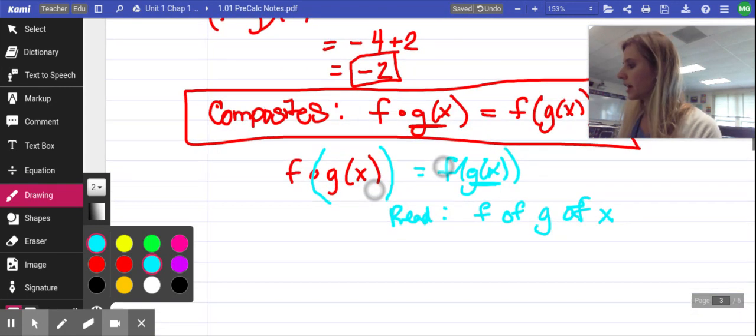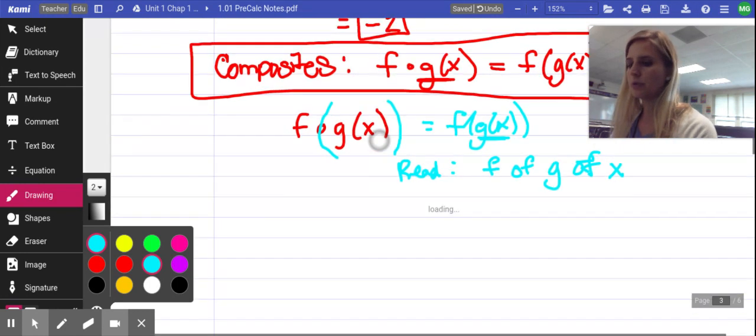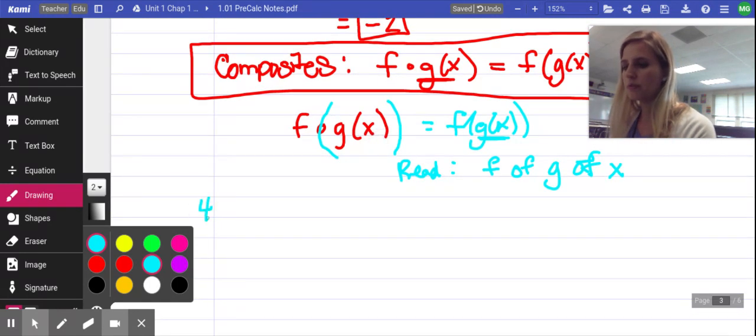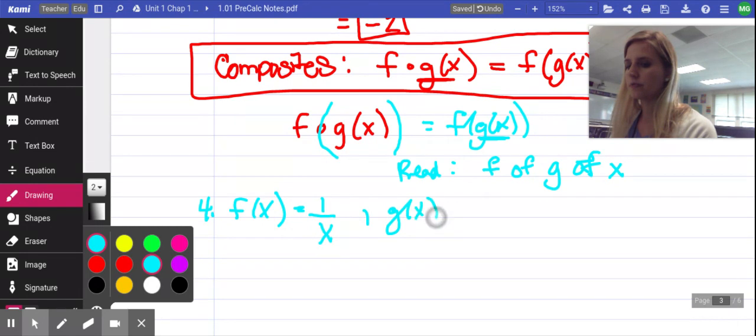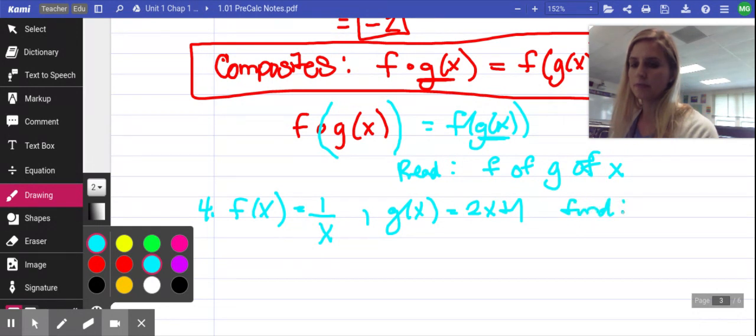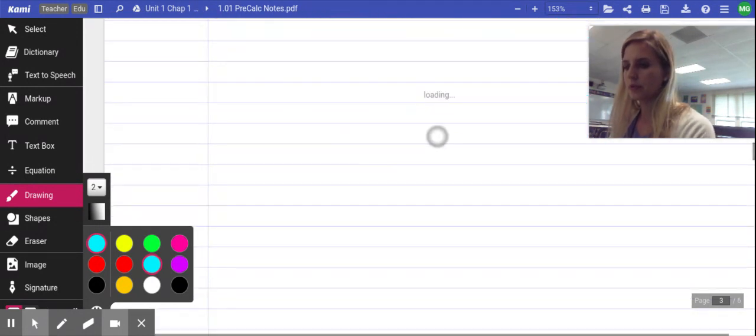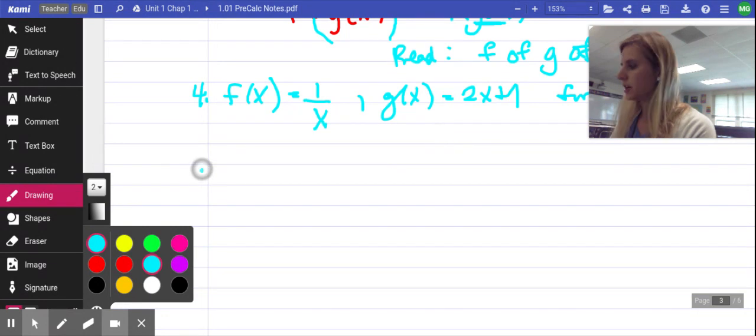All right, let's look at a couple examples. So what we're going to do is I'm going to give you f of x and g of x, and then we're going to do a couple different ones for each. So f of x is 1 over x, and g of x is 2x plus 1. So I want you to find each of the following. So for letter A, we're going to find f of g of negative 1.